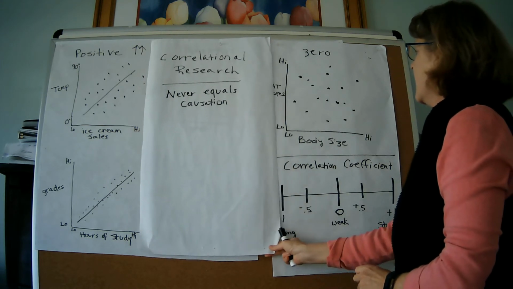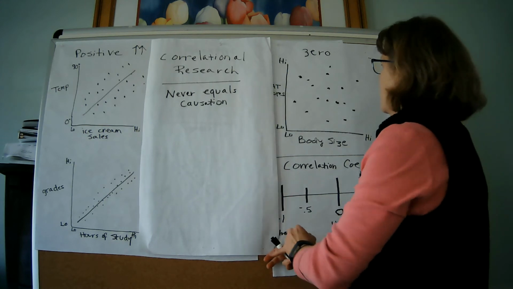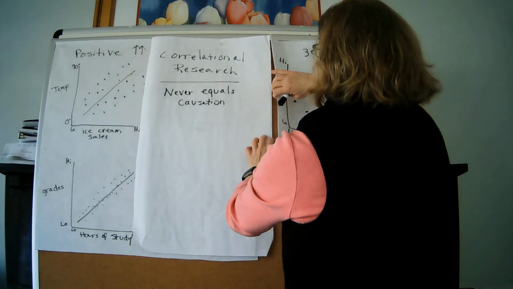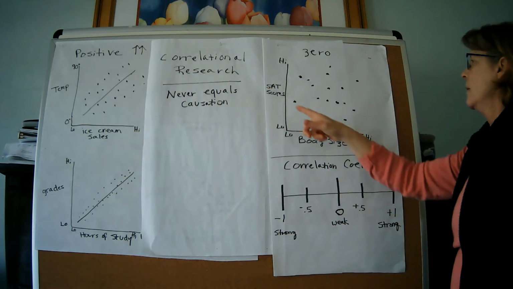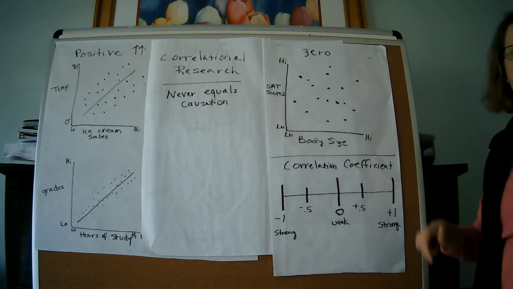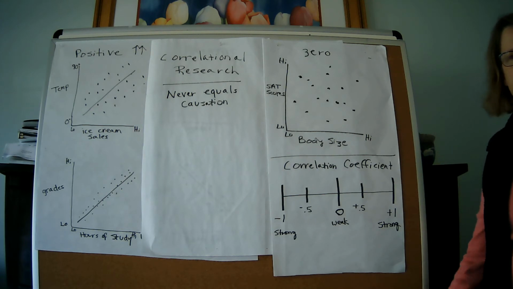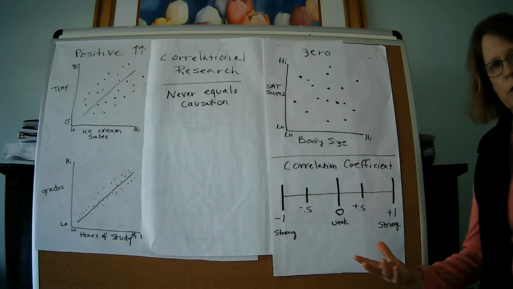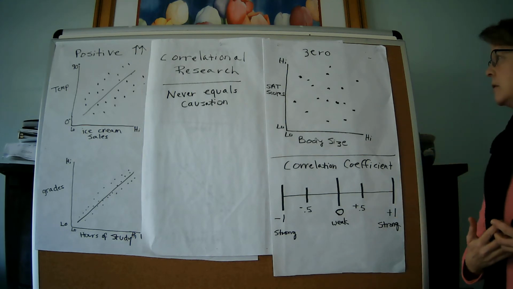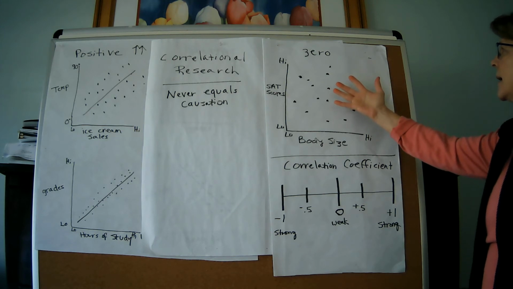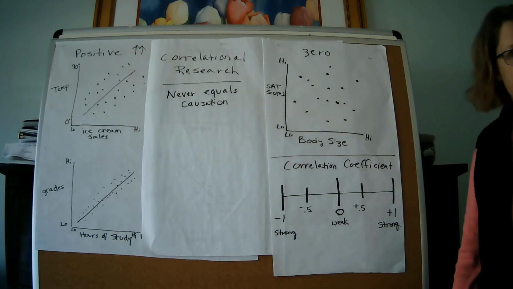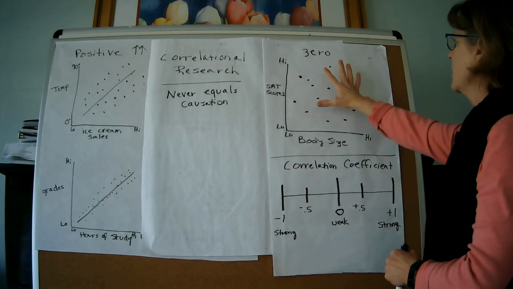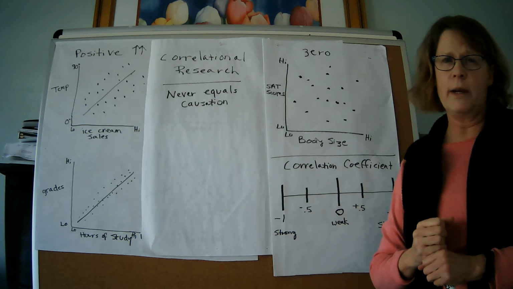Now, what about if we were to take a look at a scatter plot like this one here? Now you have SAT scores and body size. Do you see any slope direction at all? So sometimes when we're doing research and we're looking at the correlation between two variables, we might see absolutely no correlation whatsoever. And we call that a zero correlation. So we do have no correlation whatsoever, very weak correlation.